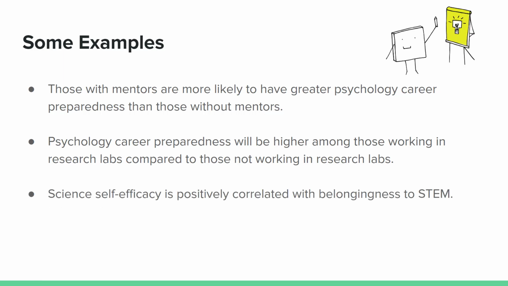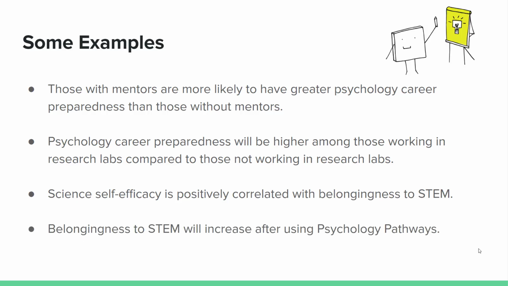Or science self-efficacy is positively correlated with belongingness to STEM. Sometimes I might say associated with belongingness to STEM. These are 2 continuous variables that are related to one another. Another example would be, belongingness to STEM will increase after using psychology pathways. In this case, you're comparing the pre-test and the post-test time points for belongingness to STEM, and those time points would sandwich the use of the psychology pathways platform.